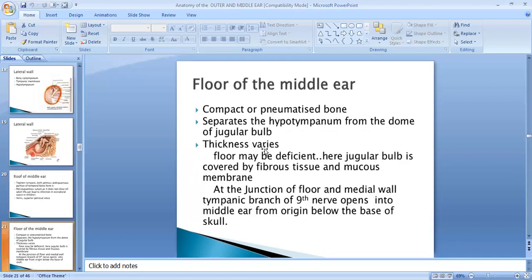The floor is also known as the jugular wall because the thin plate of bone separates it from the internal jugular vein.